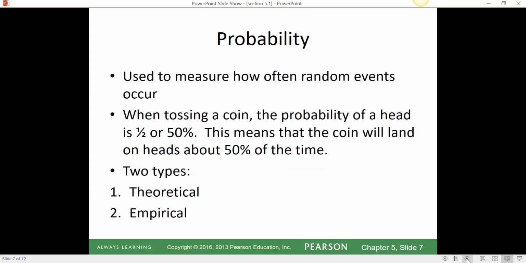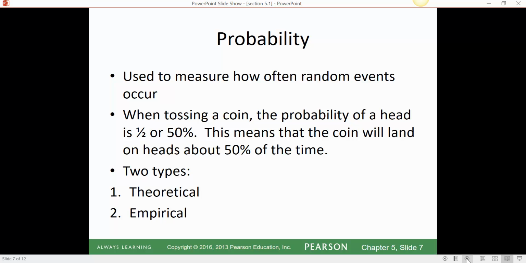So now let's talk about probability. Probability is used to measure how often random events occur. Also, I don't think it was in this section, I didn't write it down, but it's important to understand that probability is between 0 and 1, right? 0% and 100%. So don't forget that. Now it says when tossing a coin, the probability of a head is 1/2 or 50%. We can show probability as a fraction, a decimal, or a percent. This means that the coin will land on heads about 50% of the time.